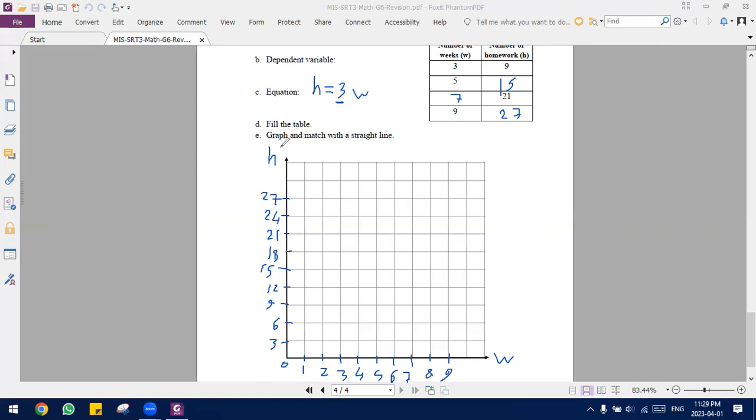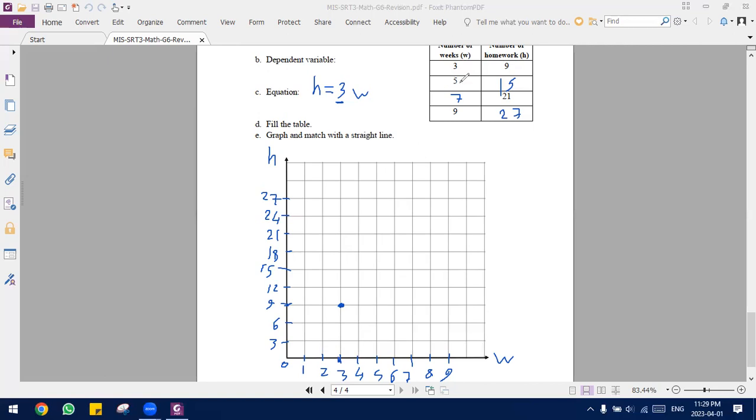Now, in order to graph, I need to place the points. So how do we get the points? From the table. The first point is 3, 9. W is 3, Y is 9. Be careful, okay? W is 3 here, from here. Y is 9, which is here, okay? So you go from 3, you go up till 9, you make the circle here. This is the point. This is 3, 9.